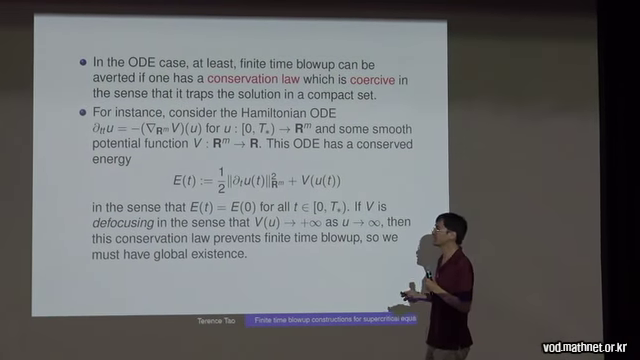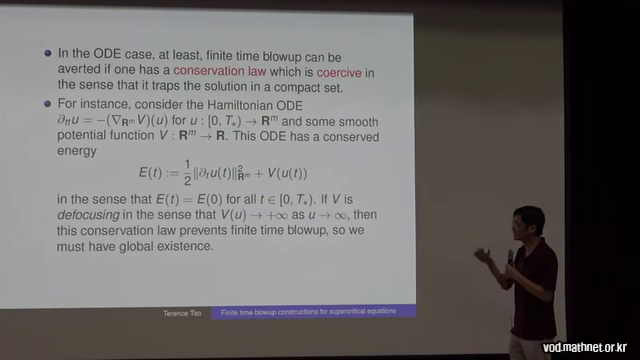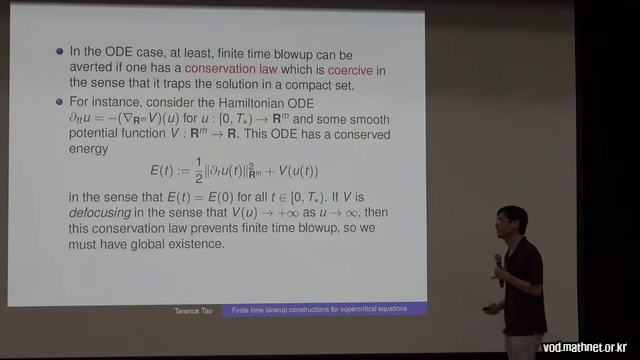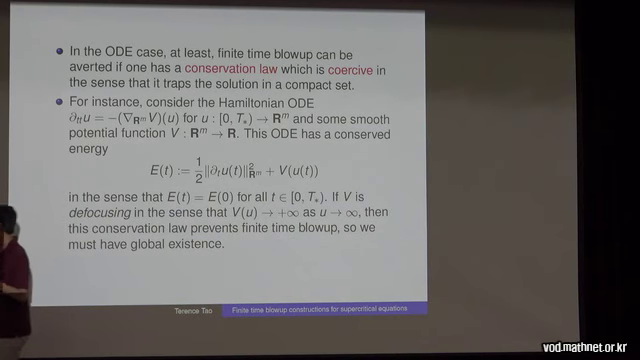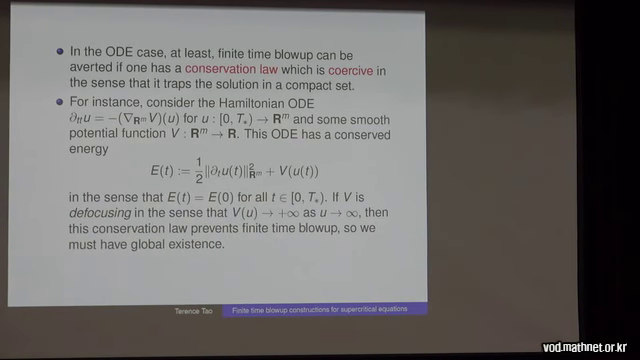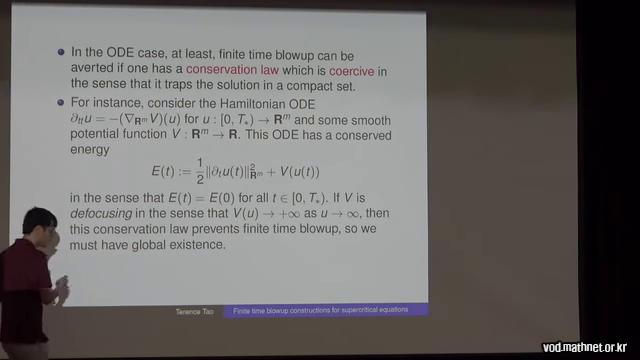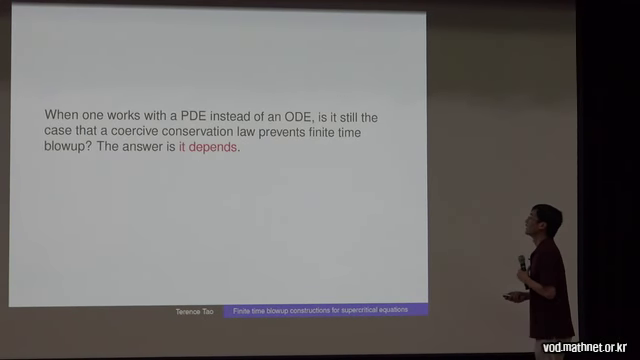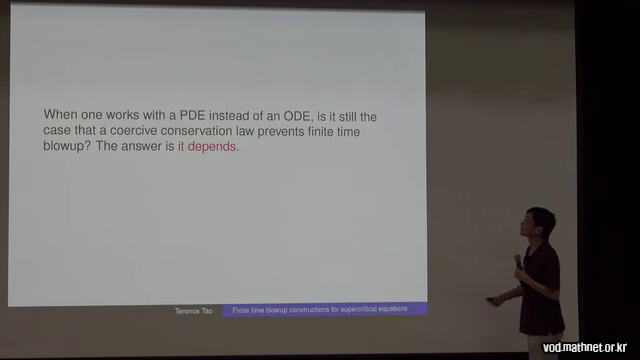So for ODEs at least, the basic story is if you have a conservation law which is defocusing in some sense, then you tend to have global solutions. Nothing bad happens. But if you don't have this conservation law, or if your conservation law is focusing in some sense, then your solution can blow up. Okay, so that's the story in ODE. ODEs are relatively well understood.